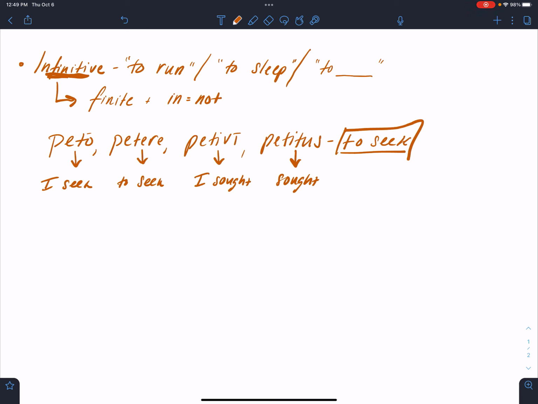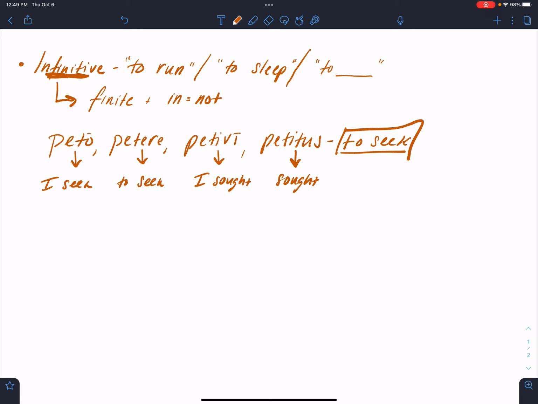Now, the key is learning how to recognize the infinitives. So what I'd like you guys to do is take a minute and look at your chapter 5 vocabulary list, if you have it on paper, which you should. I did give you a printout. Don't mark anything up. I just want you to look at the forms.